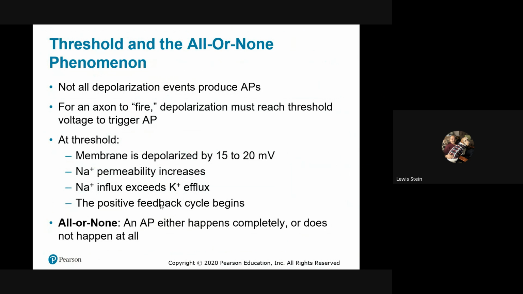Negative feedback in this case makes no sense at all. It would start the fire, then, oh, I better stop. You and I might change our mind about something, but the nerve, once that action potential is activated, is going to fire. So it's an all or none principle.